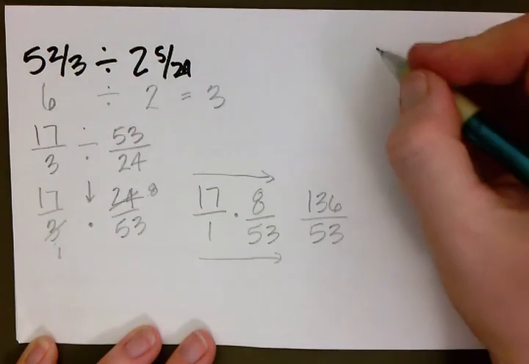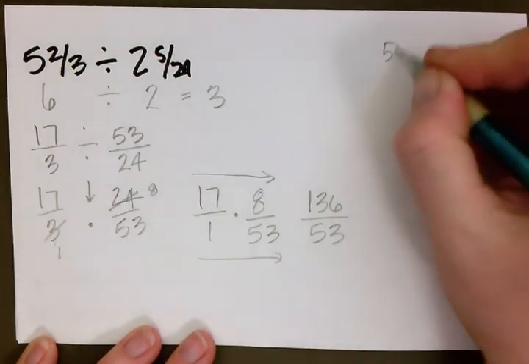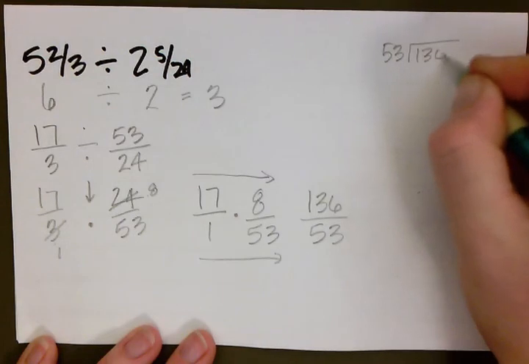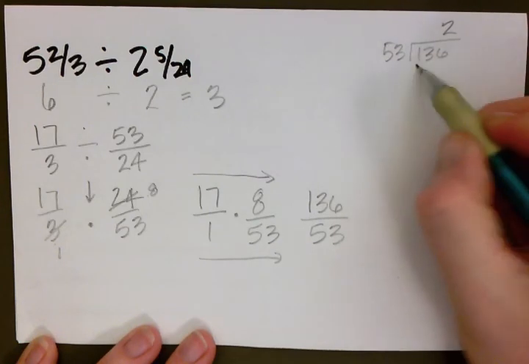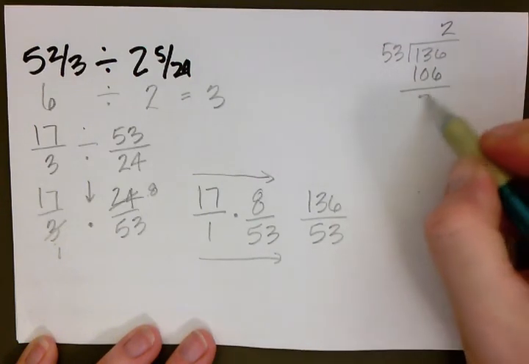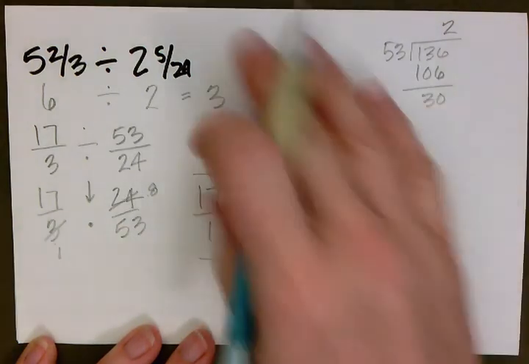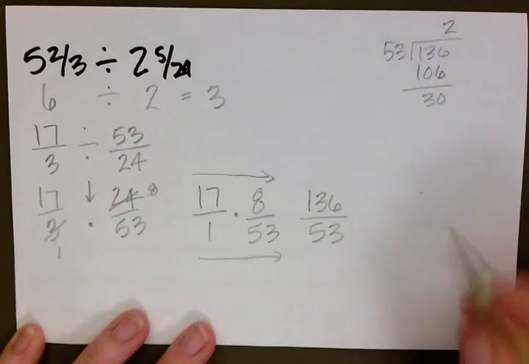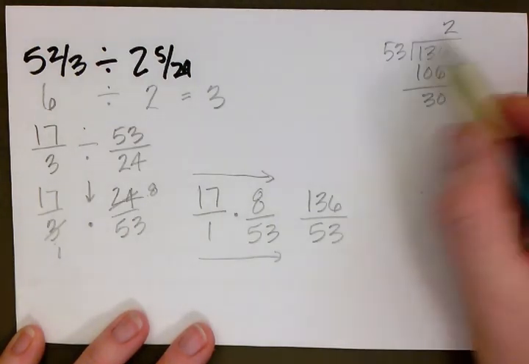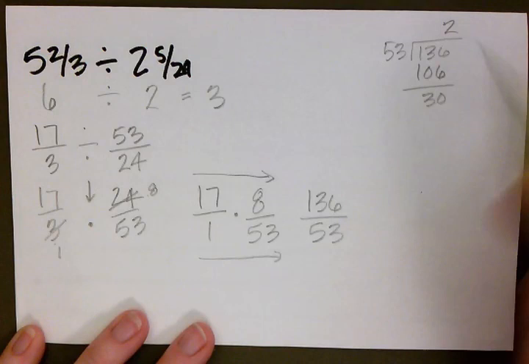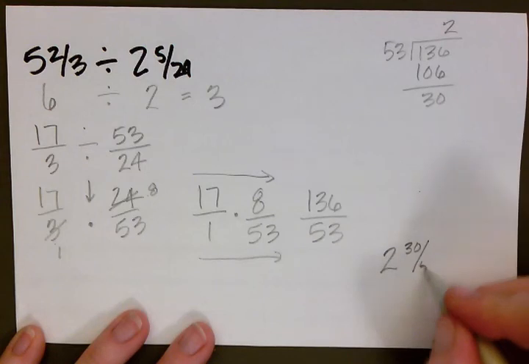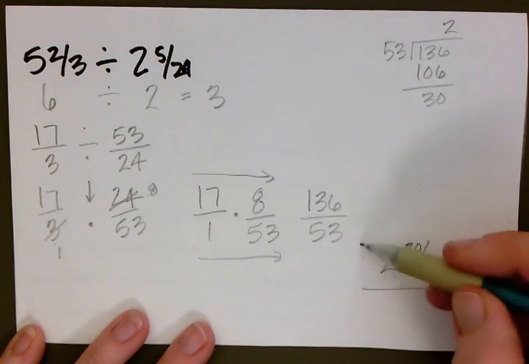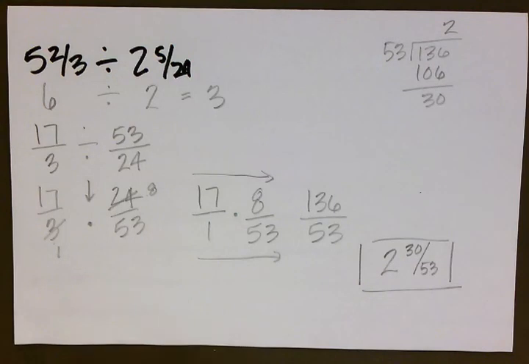Now we're going to do that division, so we have 53 into 136. When we do that, we get 2, which is 106, with a remainder of 30. So remember that whenever we divide and we have to change it back into a mixed number, our answer is the whole number, our remainder is the numerator, and our divisor is the denominator. So our final answer is 2 30/53, and that is in the simplest form.